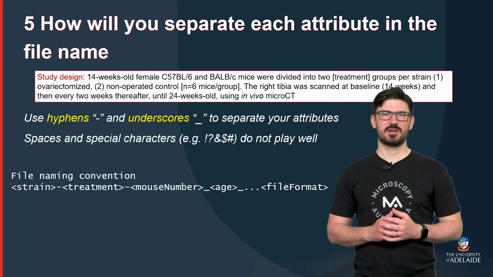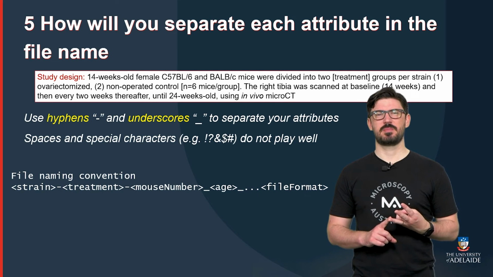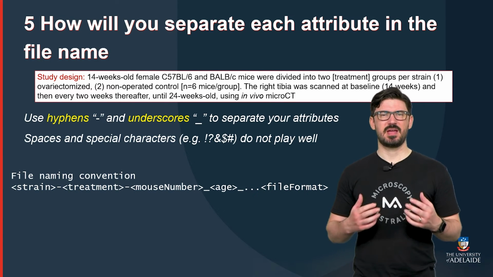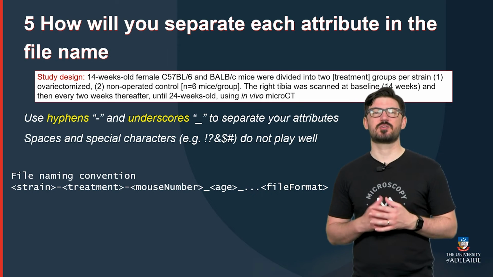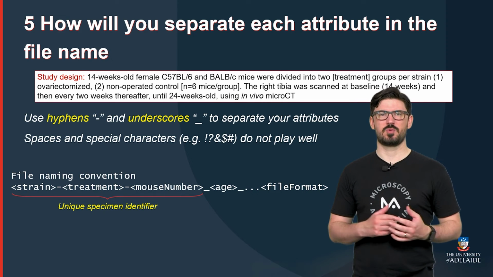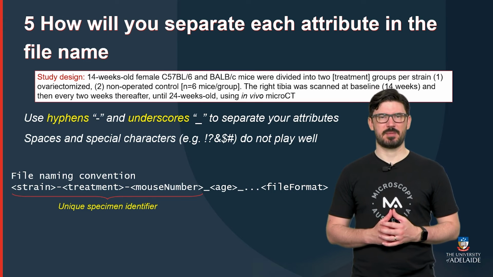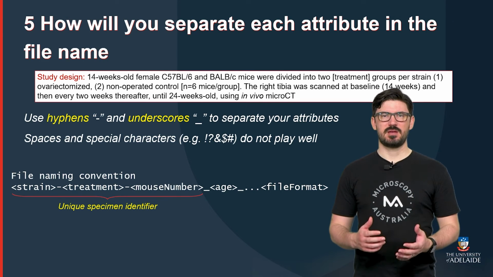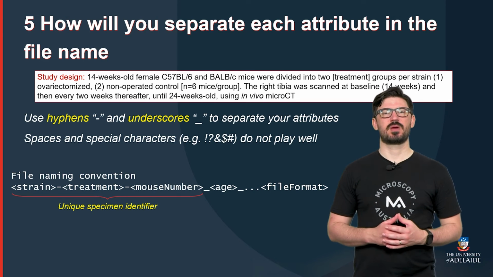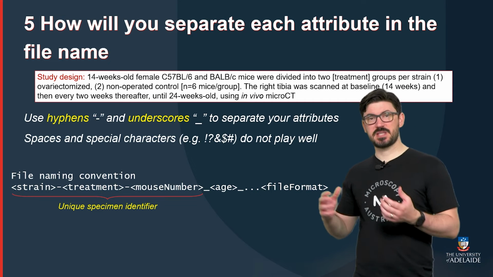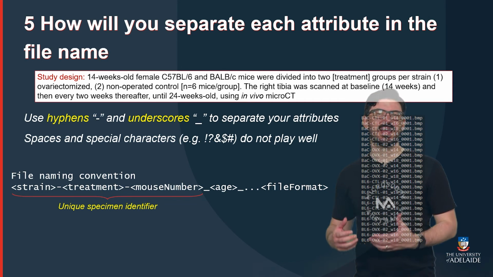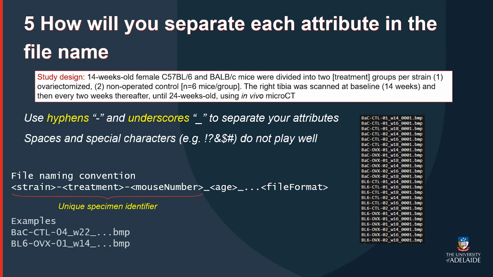For my image data, strain, treatment, and mouse number were separated by hyphens. And it is from those 3 attributes I could create a unique mouse or sample ID, and I can refer to that ID when talking with my collaborators. Then, underscores were used to separate remaining attributes. I update my naming convention accordingly. And now, if we look at the examples, there is a lot less ambiguity in our attributes. And I hope that you find these a lot more pleasurable to read.